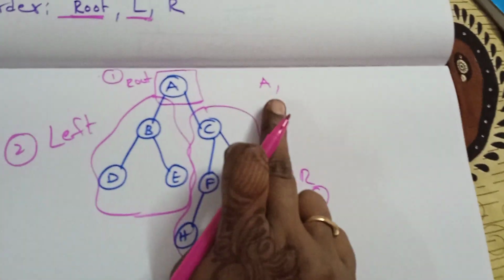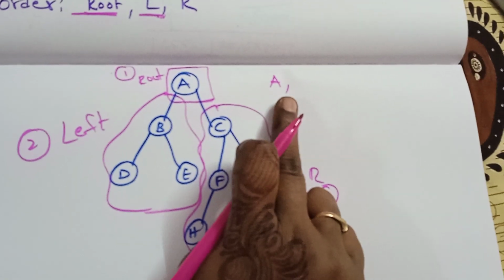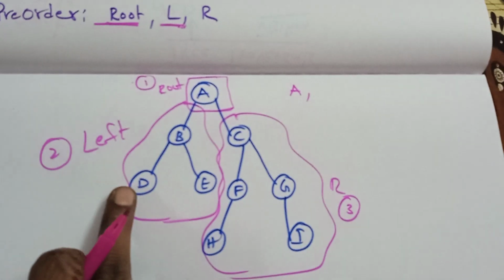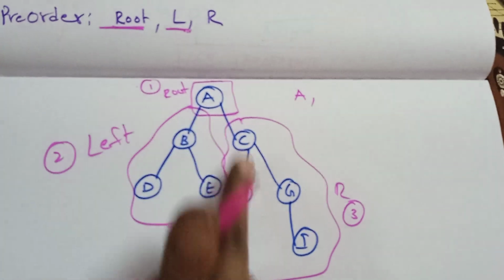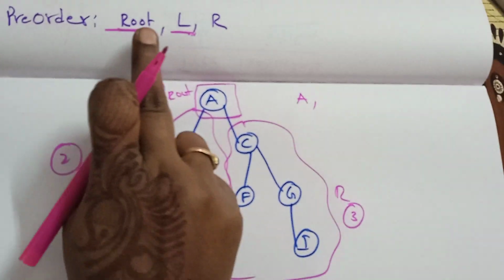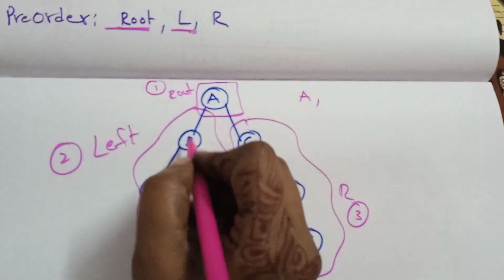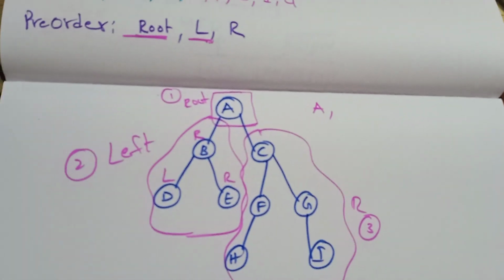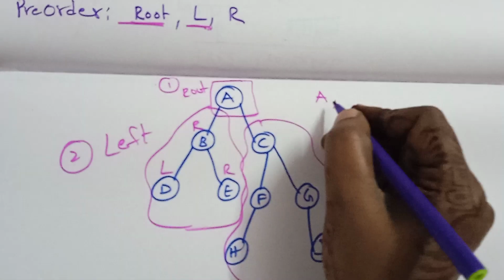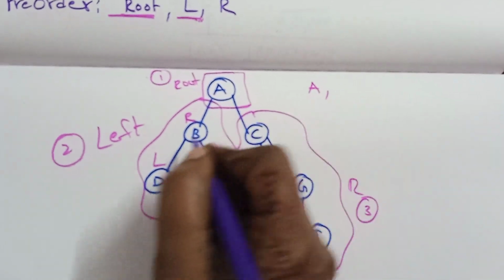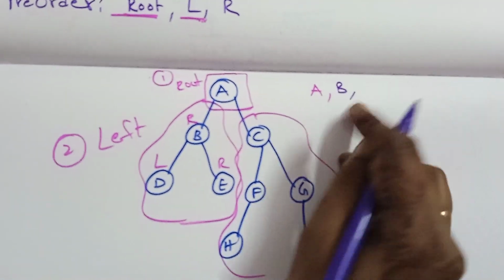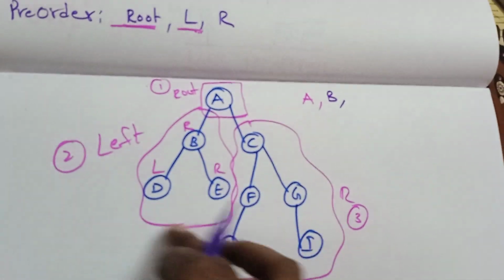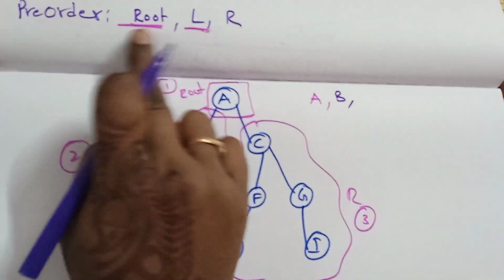Now A we visited, and next where will we go? We'll go to the left side. In the left side again apply what? Root, left, right. Now this is your root. So now after A, where will we go? We'll go to B. Why? This is one subtree. In the tree, again we'll apply this formula.